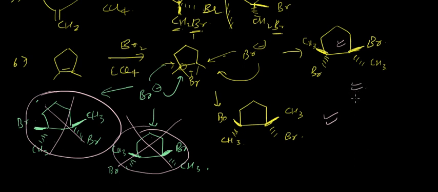So now what is the relationship between these two compounds? Obviously they are enantiomers. Why? Because they are non-superimposable mirror images of each other. So because of that reason, I am ruling out anything other than that they are enantiomers.